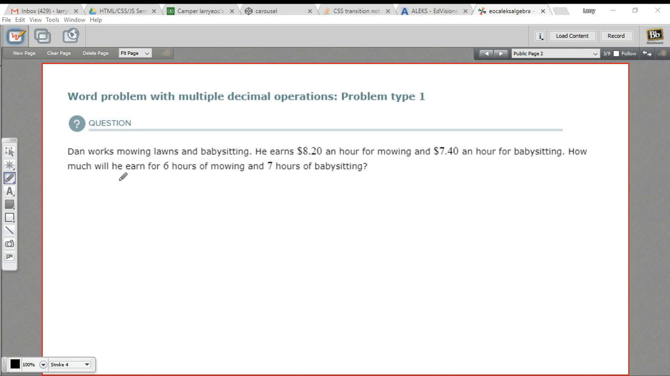It says Dan works mowing lawns and babysitting. He earns $8.20 an hour for mowing and $7.40 an hour for babysitting. How much will he earn for 6 hours of mowing and 7 hours of babysitting?